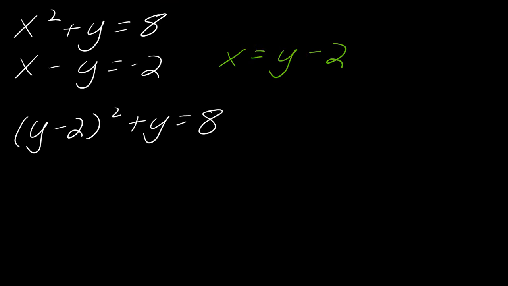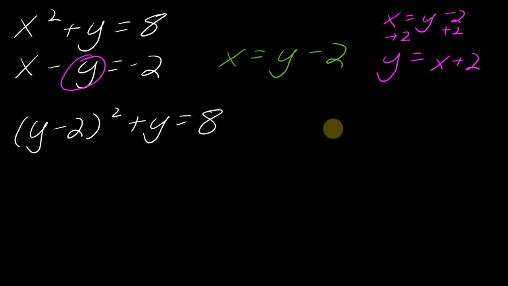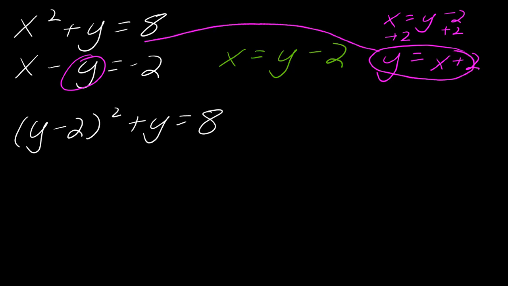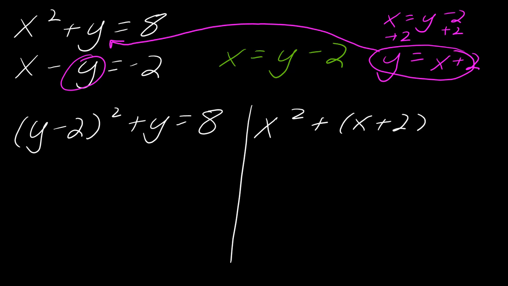I could actually solve for y. So I could add y to the other side. If I do that, I'd have x equals y minus 2, and then I could add the 2 to the other side. So I get y equals x plus 2. You could tell that also, I could have just solved for y here. But anyways, I bring that up because if I make this substitution, just look at how that's different. I'll do these side by side. This would become x squared plus x plus 2 equals 8.